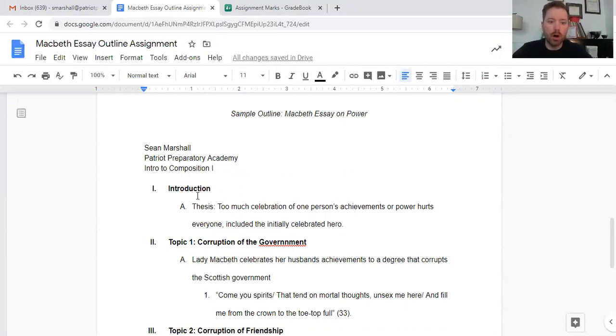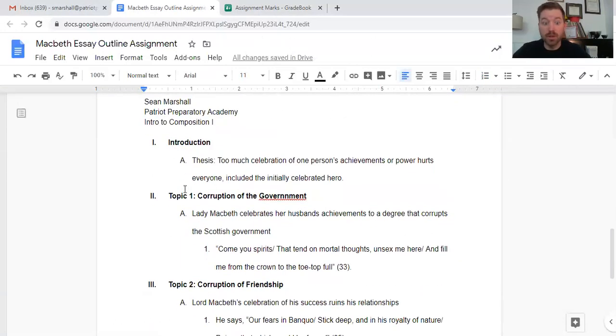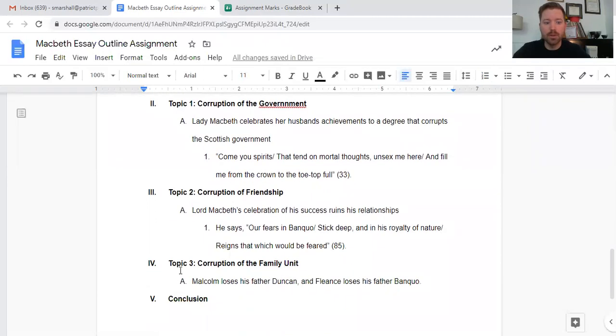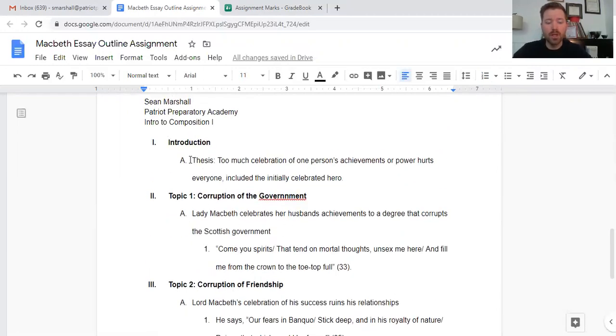So here you'll see all of my parts of the essay. I have the introduction, topic 1, topic 2, and topic 3, with a conclusion at the end. I don't actually write a conclusion or those paragraphs or the introduction. I just indicate that they're there. Then, in the introduction, you'll see the thesis.